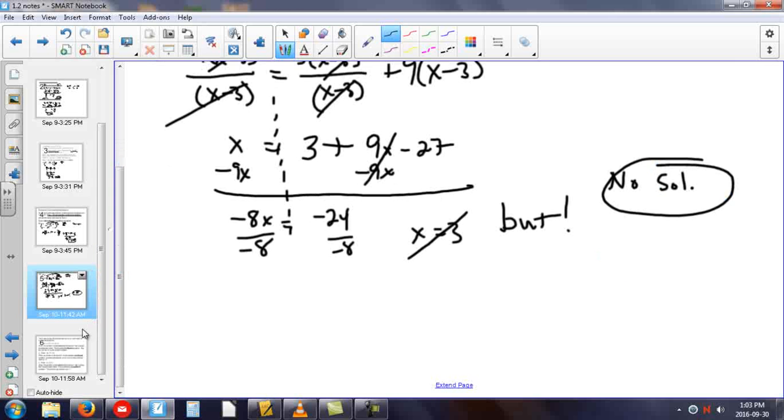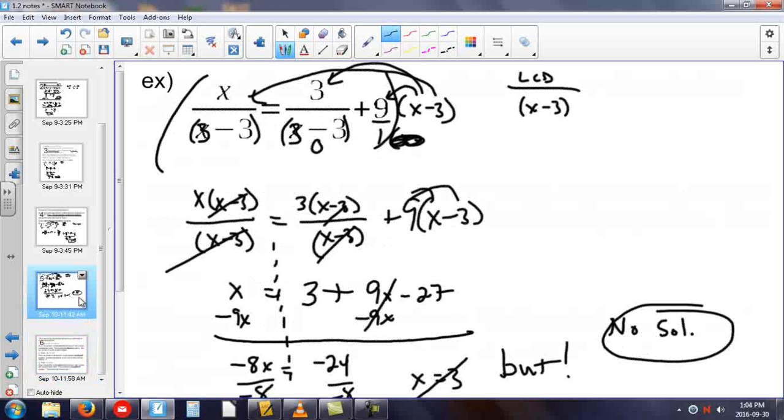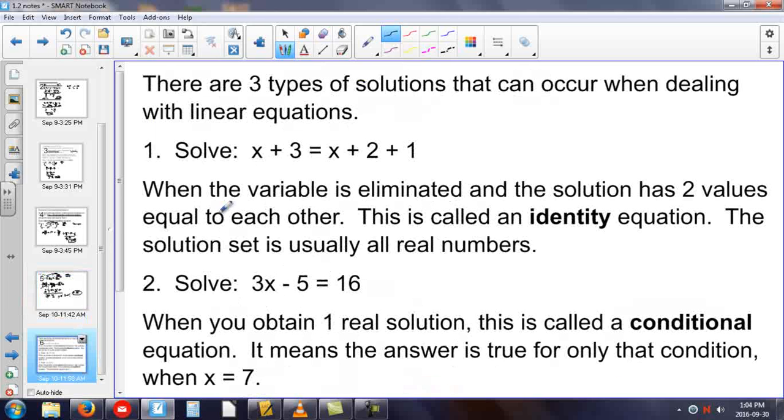All right, so we move on. We're going to look at this next piece. And it really has to do with the fact that sometimes, how do our answers come out? In other words, hey, I just got a no solution. Why did I get that? Is there any other way to get a no solution? Is that always the way it'll work? There are 3 types of solutions that you can get.